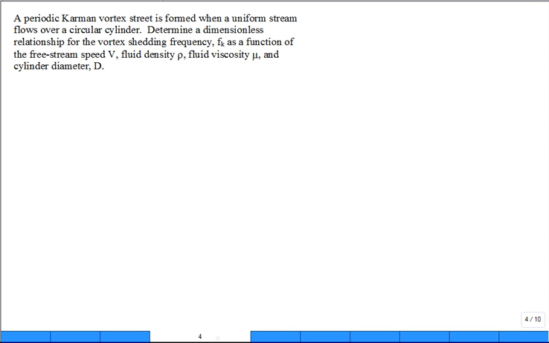A periodic Karman vortex sheet is formed when a uniform stream flows over a circular cylinder. So the cylinder is here, the flow is coming here, and you get the shedding of vortices, and that's called, after the person that studied it, a Karman vortex sheet. All right. Determine a dimensionless relationship for the vortex shedding frequency. So I want to know f, the frequency.